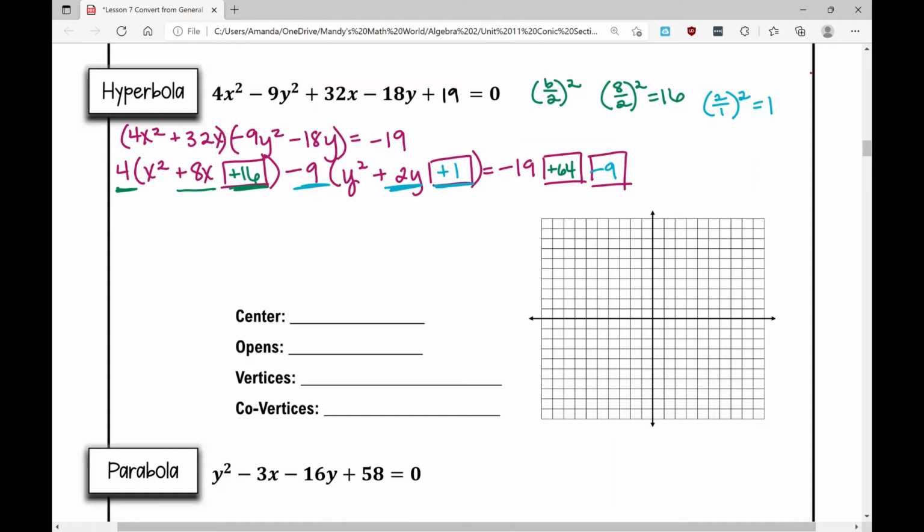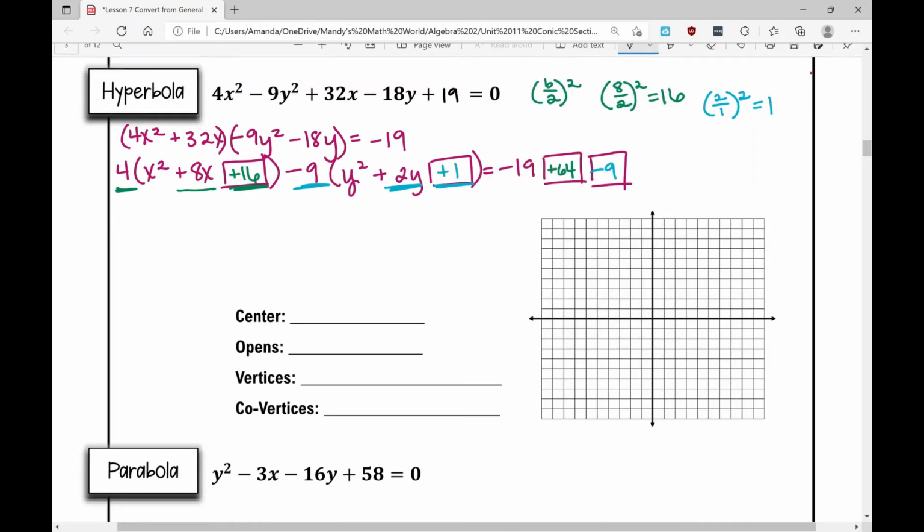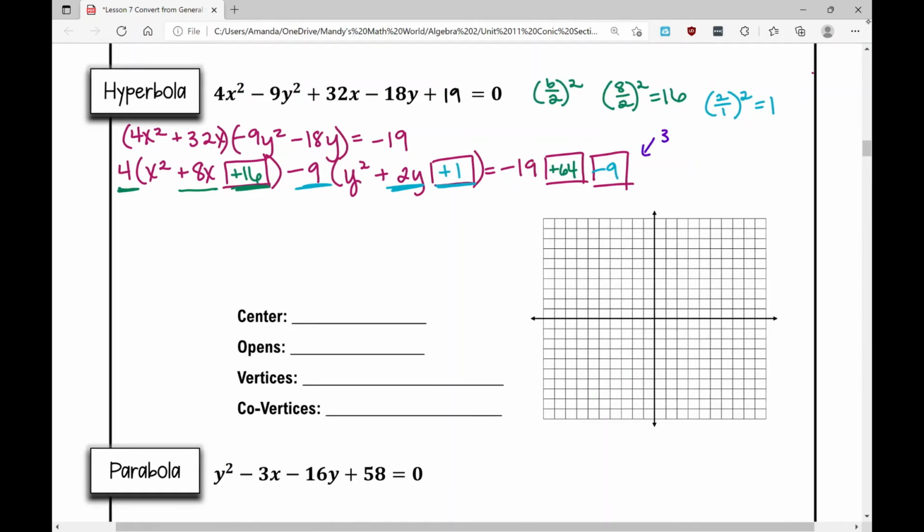Am I getting that right? Let me just make sure. 64 minus 28 is 36. Yep. Let me rewrite this in a different color. So now I get 36. This is going to equal 36.